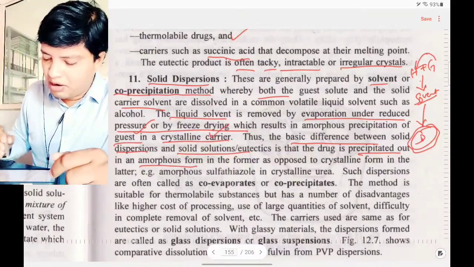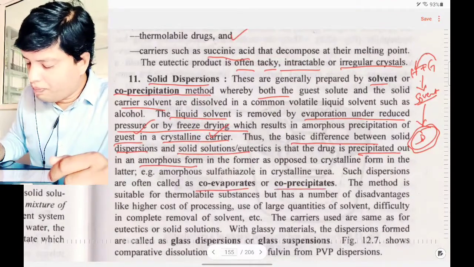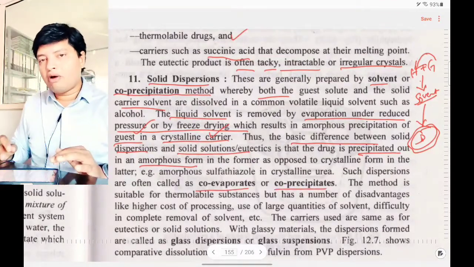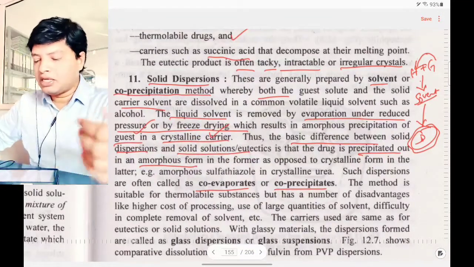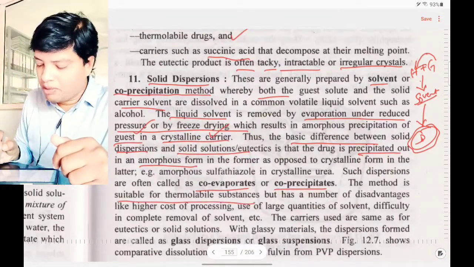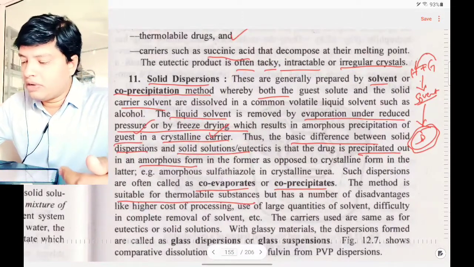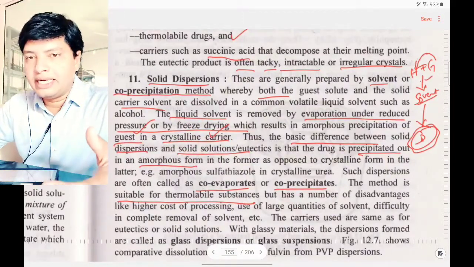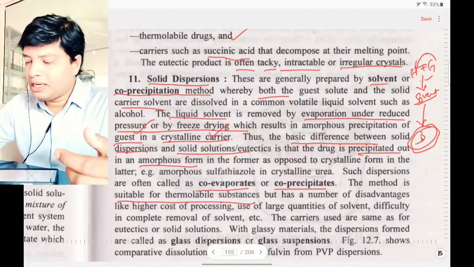Such dispersions are often called co-evaporates or co-precipitates. Together they are evaporating or precipitating, hence we call them co-evaporates or co-precipitates. The method is suitable for thermolabile drugs. So here you are not using any heat. So what is happening here?